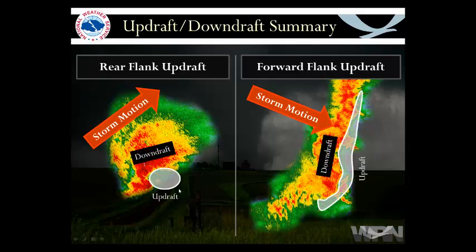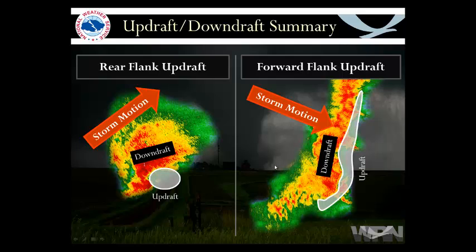As we progress further, we can see this is where the updraft is in the rear part of the storm, with the downdraft in the forward flank as this moves from southwest to northeast. But in the case of the squall line or the multi-cell cluster on the right, the updraft is on the leading edge of the storm, covers a wider area, with the downdraft in the back.